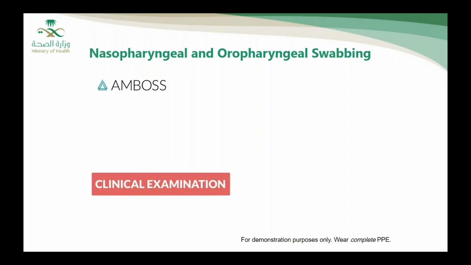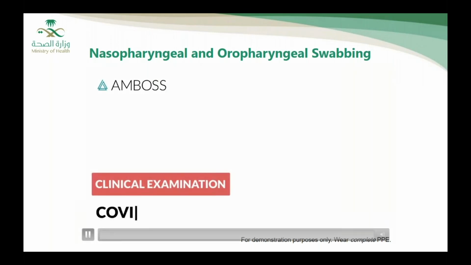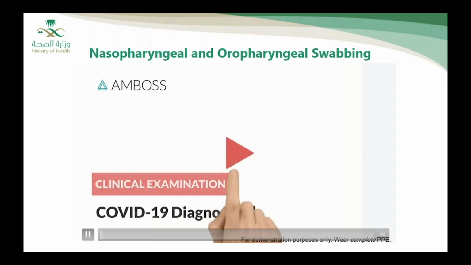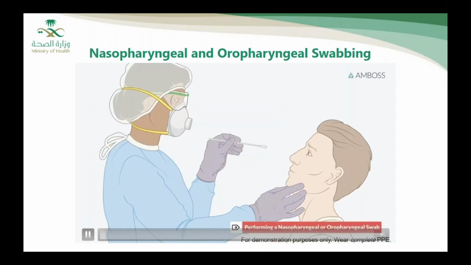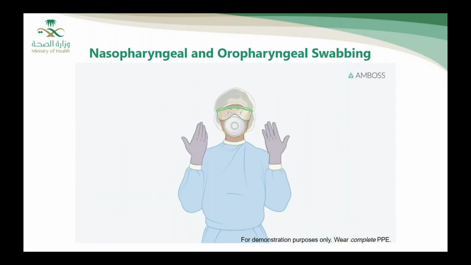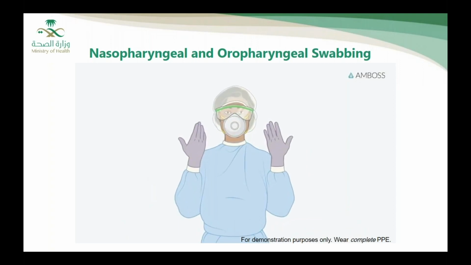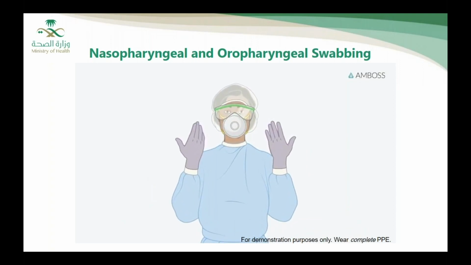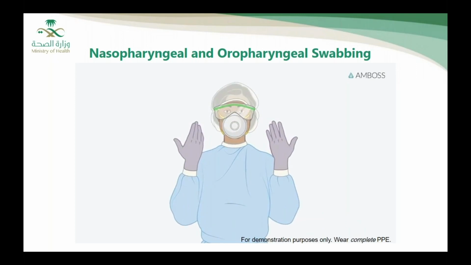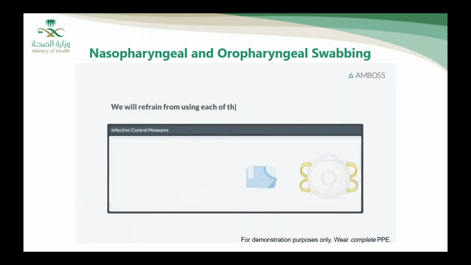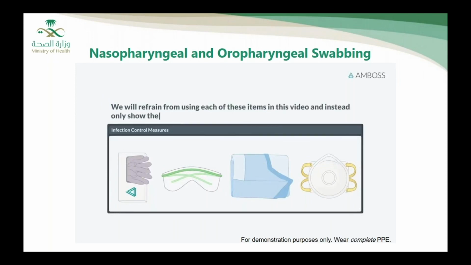Nasopharyngeal and oropharyngeal swabbing, clinical examination. COVID-19 diagnostics, performing a nasopharyngeal or oropharyngeal swab. It is essential to follow proper infection control measures when samples are collected from patients with a suspected coronavirus infection. Among other things, the examiner should wear an N95 respirator mask, gown, protective goggles, and gloves. To save resources, we will refrain from using each of these items in this video, and instead only show the technical details of sample collection.